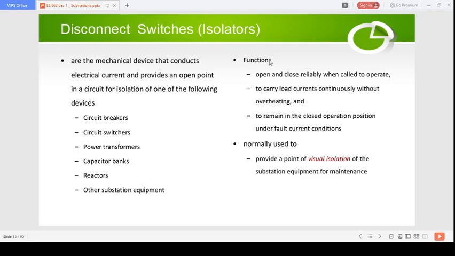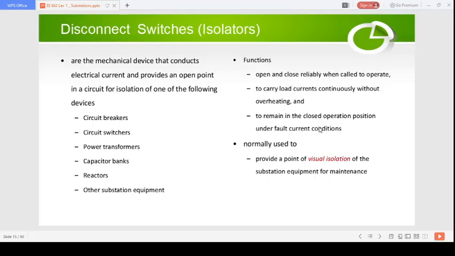The function of the disconnect switch is to open and close reliably when called to operate. It should carry the load current continuously without overheating. That means whenever the system is connected and load current is flowing, that current also flows through this disconnect switch, so it should be able to handle this load current continuously. It should also remain in the closed operation position under fault current conditions.